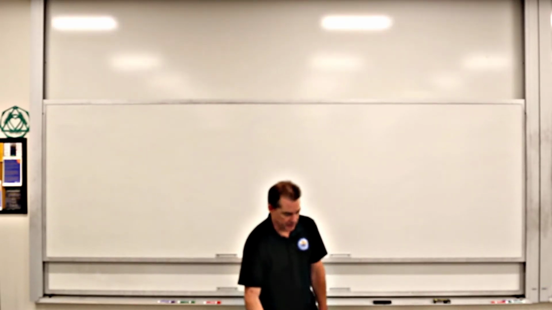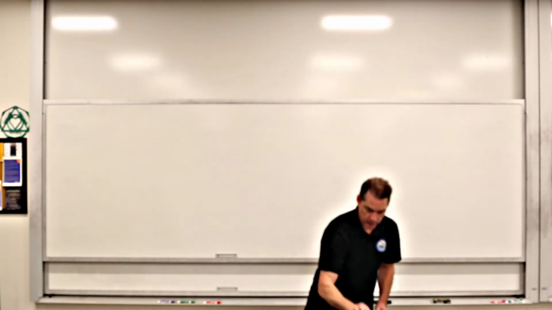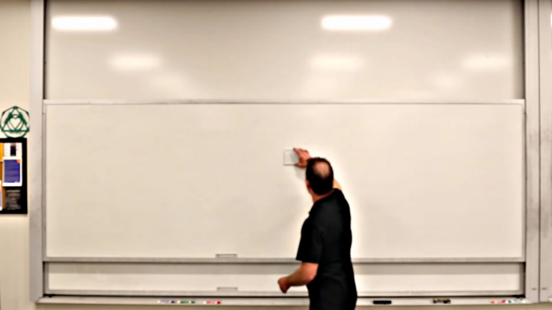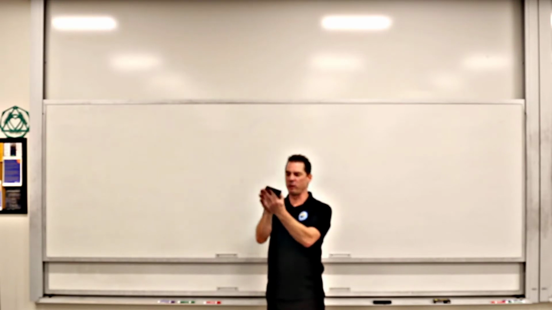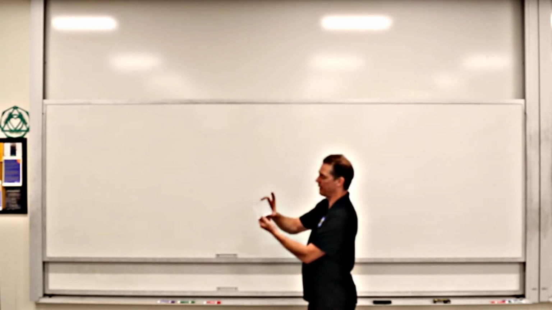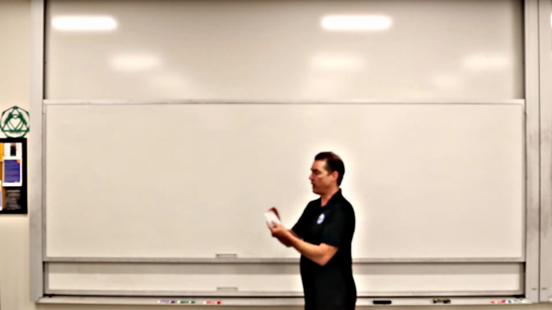So let's take a look at something here. I'm going to go ahead and take this. So this is some transparent material. You can see through it. It's got a white back because it's got a nice magnet on it. But ultimately, it's transparent.